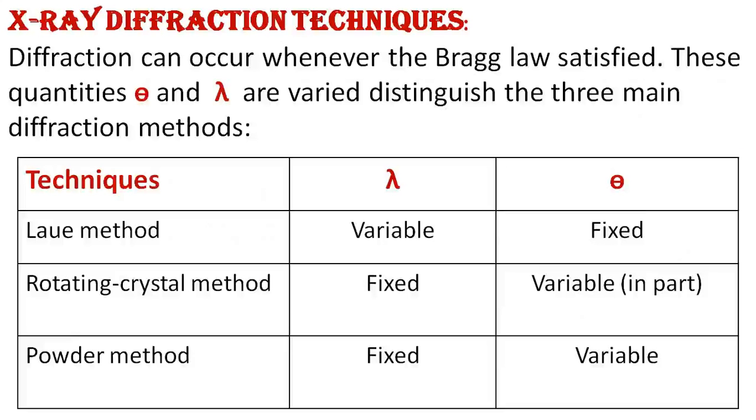Now next one is the X-ray diffraction techniques. Diffraction can occur when the Bragg law is satisfied. The quantities θ and wavelength distinguish the three main diffraction methods: the Laue method, the rotating crystal method, and the powder method. In the Laue method, wavelength is the variable and angle is fixed. In the rotating crystal method, wavelength is fixed and θ is variable in part. In the powder method, wavelength is fixed and θ is the variable.